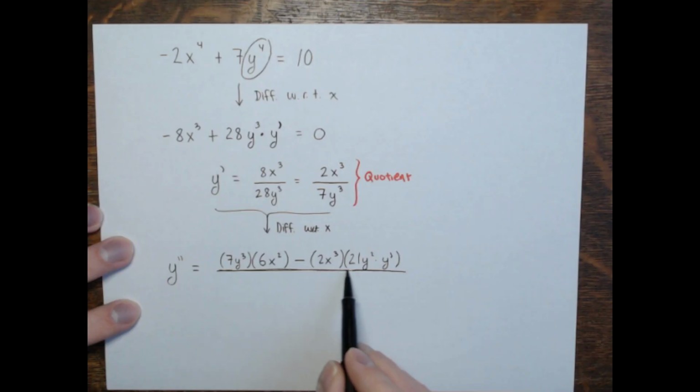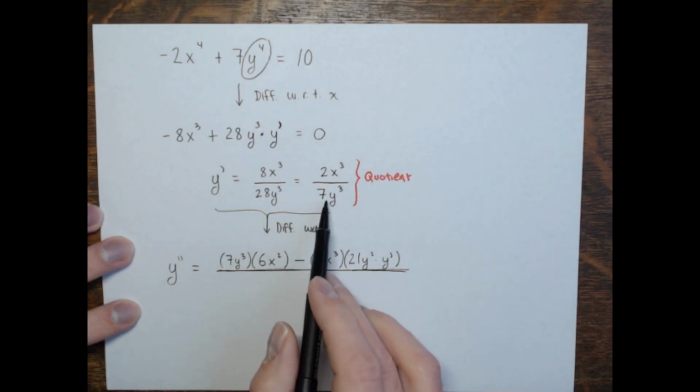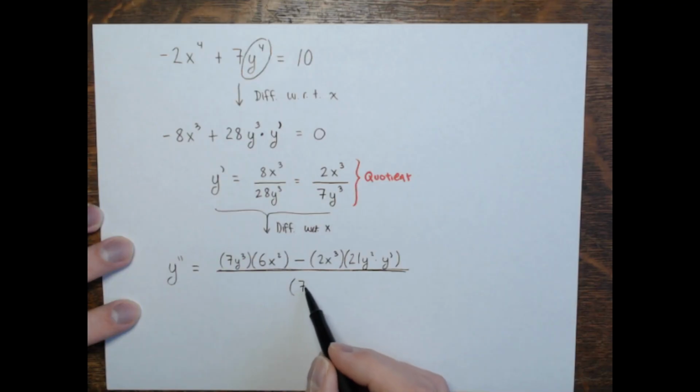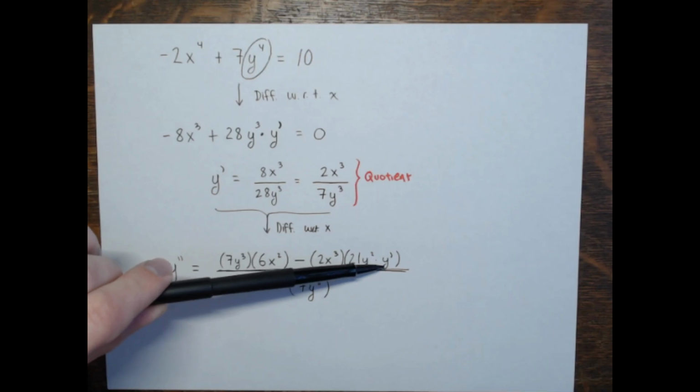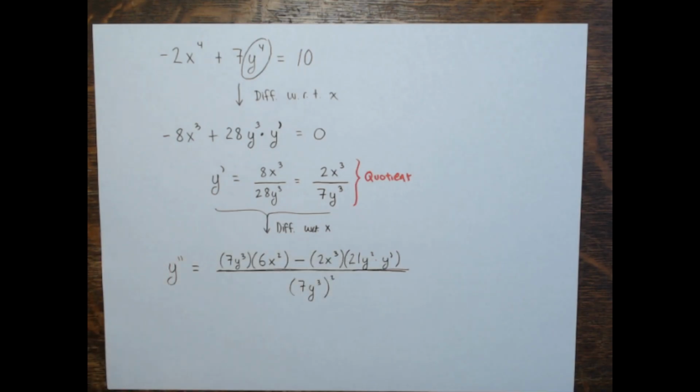And then all that, divided by the denominator. So 7y cubed squared. Okay. So like the problem from earlier, very similar. See how this expression for my second derivative depends on the x coordinate of my point, the y coordinate of my point, but it also has y prime here. So we're going to get this in terms of just x and y.